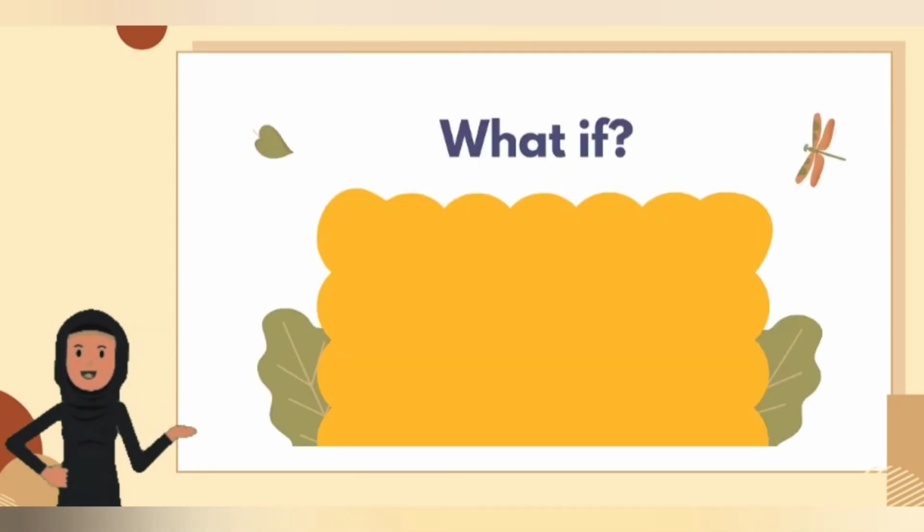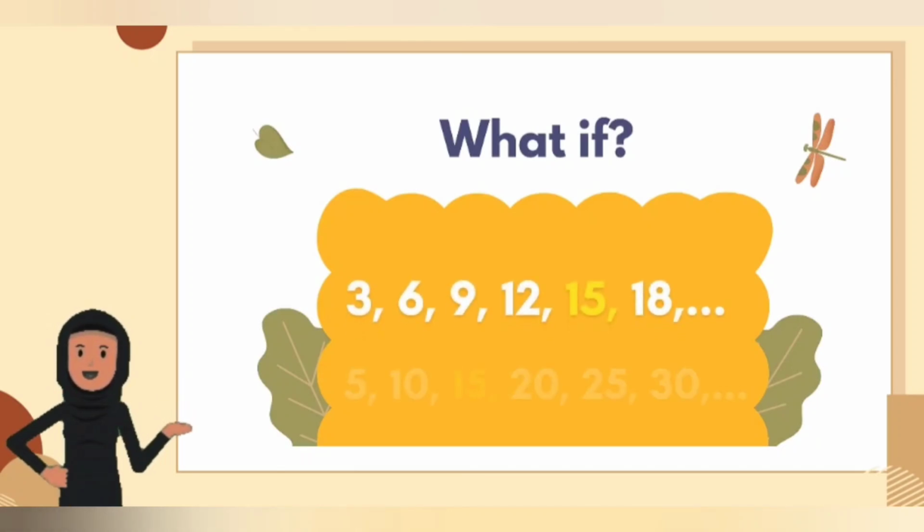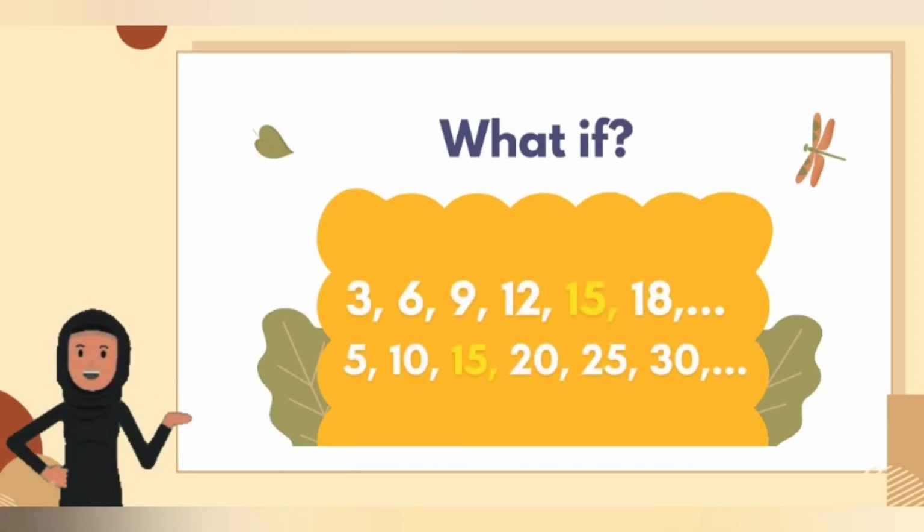So, what if we compare 3 and 5? We might want to know the smallest number that is in both of these lists. We would call it the least common multiple, because this is the smallest multiple that is common to both numbers. In this case, it is 15.